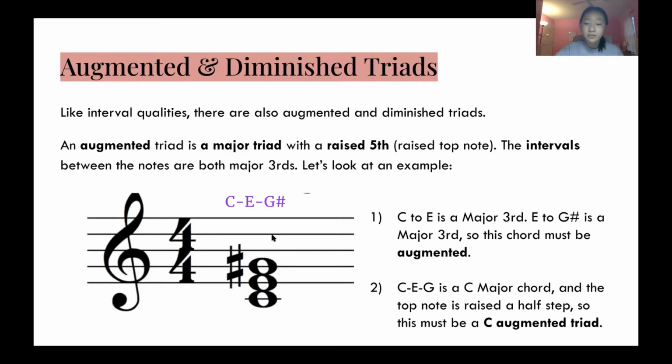So remember, in a major triad, the interval between the bottom two notes would be a major third, but the interval between the top two notes would be a minor third. In this case, both of the intervals are major thirds, and you can check that real quick. So C to E is a major third, E to G sharp is a major third, so this chord must be augmented.